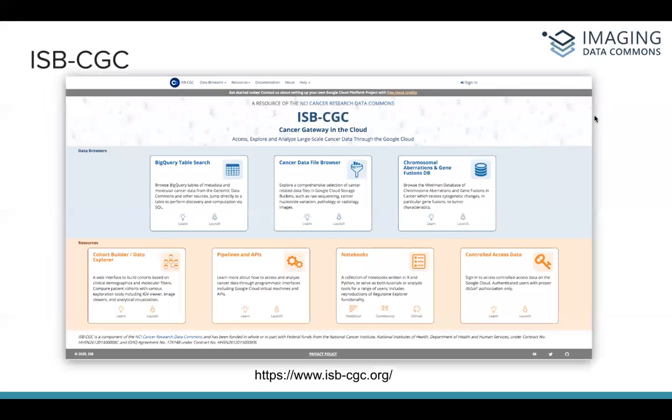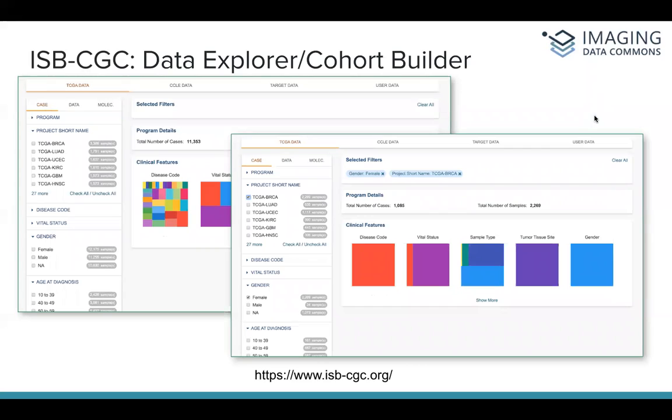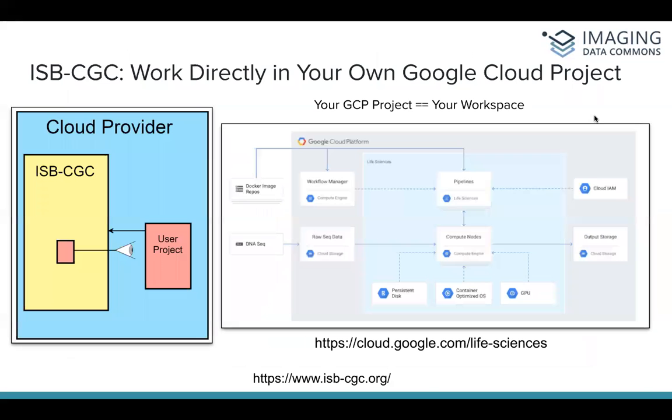Finally, ISB-CGC, which I'm most familiar with because that's the project that I work on. So at ISB-CGC, we also have the Data Exploring Cohort Builder that you can use to create the manifest of files ultimately that you want to use in your analysis. You can find the cases and samples of interest using the filters and the attributes within the cohort builder. And then you can find files associated with that cohort, choose the types that you need, and then export it into your Google Cloud project.